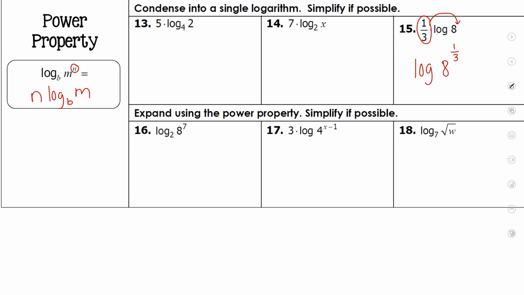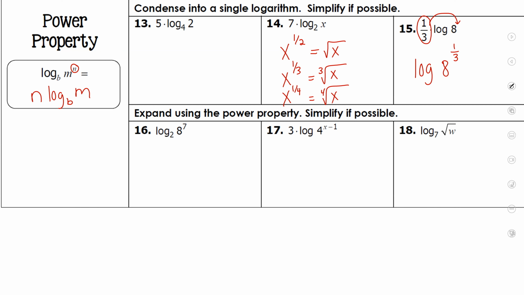Let's make a side note really quick. X to the 1/2 is the same thing as the square root of x. X to the 1/3 is the same thing as cubed root of x. X to the 1/4 is the same thing as the 4th root of x, however you say it. Does this make sense, guys?